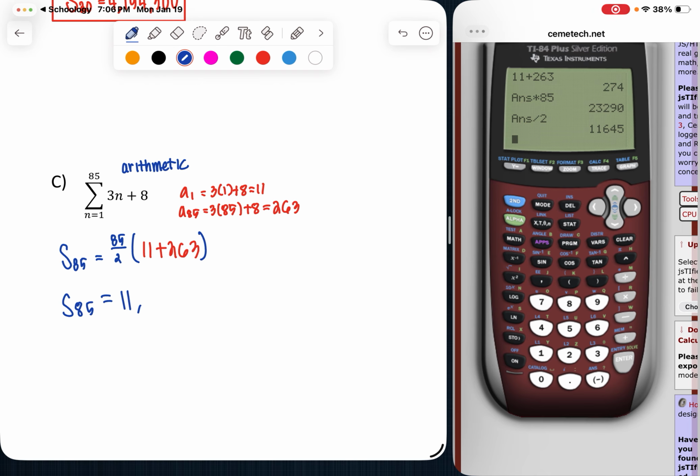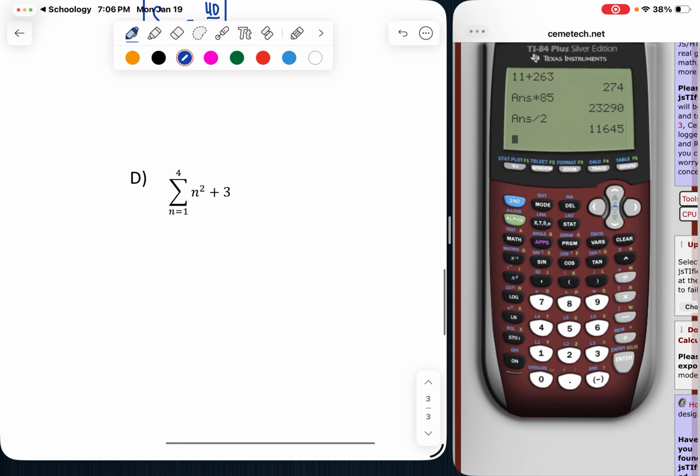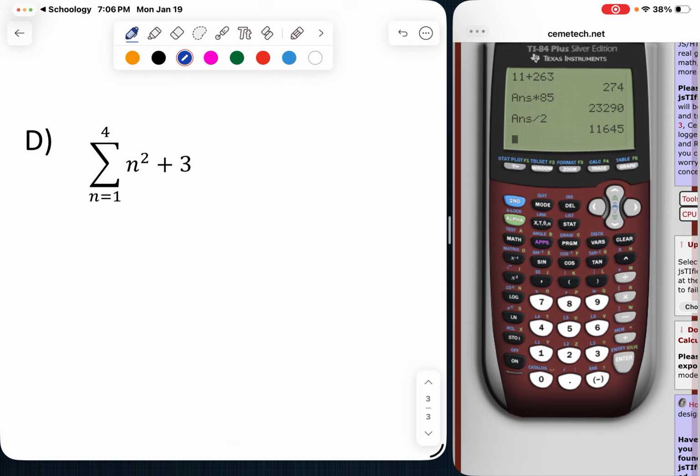Equals 11,645. All right, one more. Let's see if I can finish before she gets here. I can. All right, so this is neither geometric nor arithmetic. So I'm going to just plug in the values. 1, 2, 3, and 4.